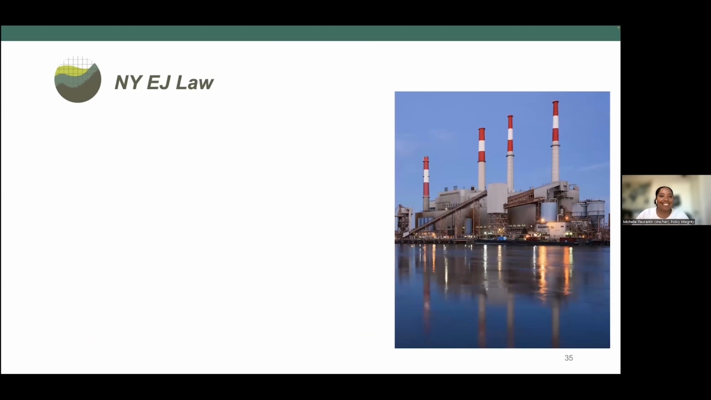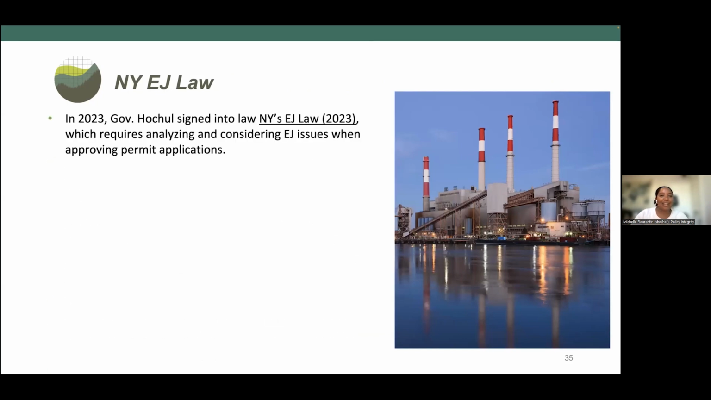So now we'll discuss New York's environmental justice law. So in 2023, Governor Hochul signed into law New York's EJ law, which requires analyzing and considering environmental justice issues when approving permit applications.